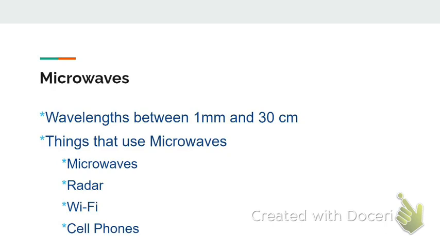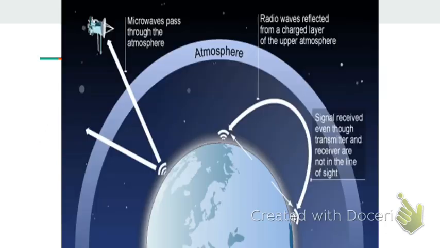Cell phones also use microwaves. All right, so as you can see from this diagram, a microwave can pass through the atmosphere. Radio waves, like right here, get bounced or can't go through all of the atmosphere. But microwaves can pass through the atmosphere, and they can go to a satellite and then be redirected to different places.